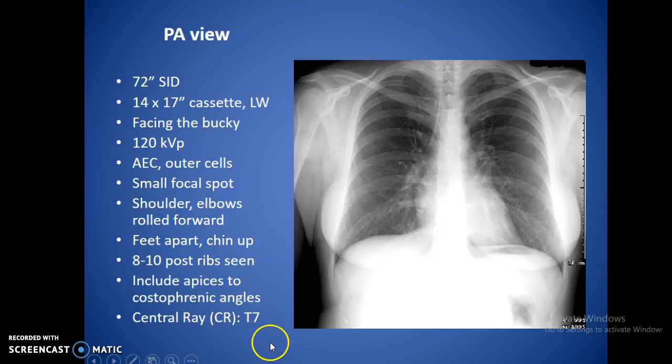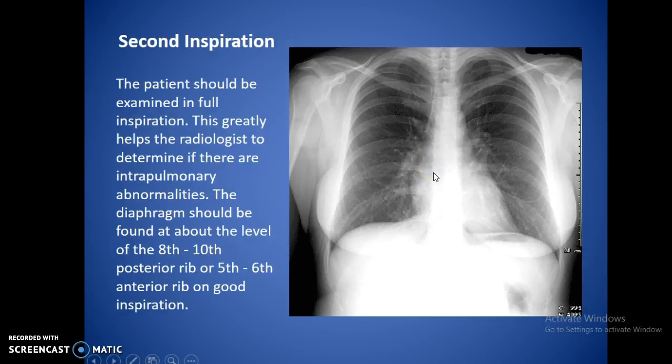Include apices to angles again. Central ray should be about T7. So your centering point should be right about here. Patient should be in full inspiration, so make sure you get 2 breaths in. You should see 8 to 10 posterior ribs or 5 to 6 anterior ribs.